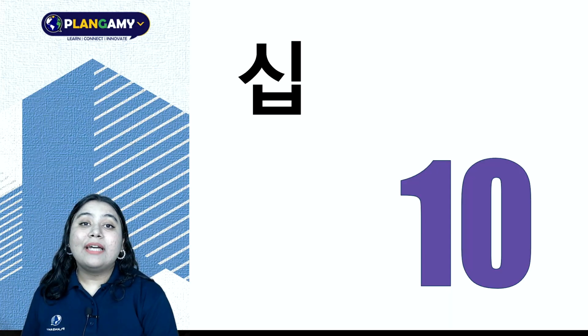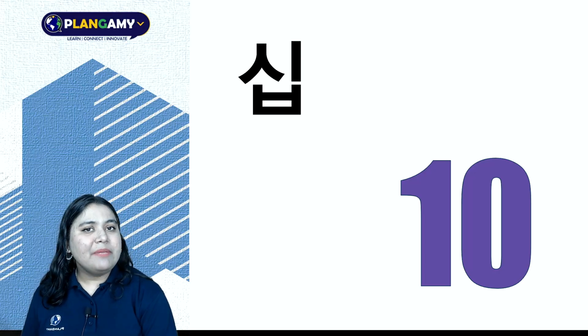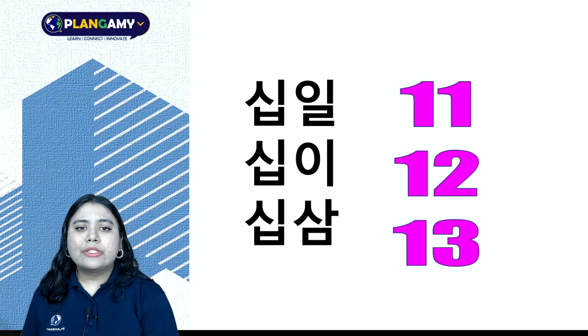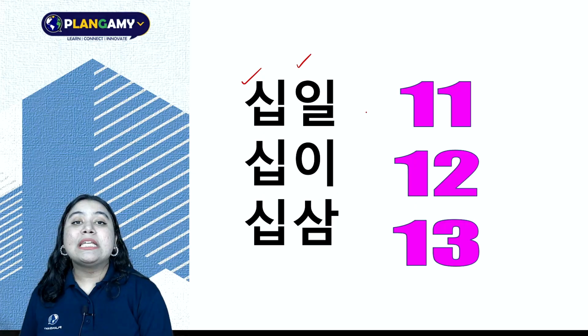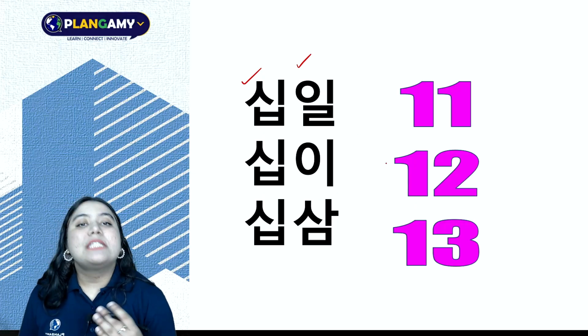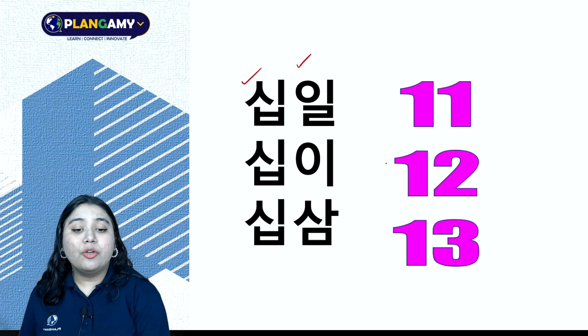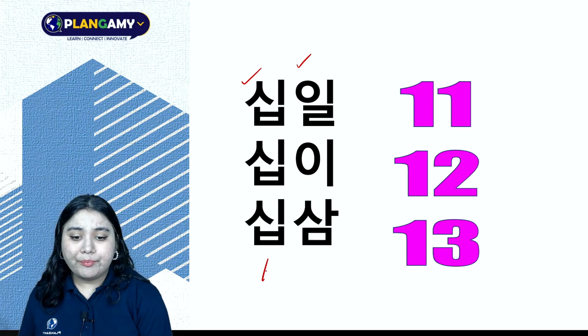Now I want an 11. The ship is 10. I want to add 1 to it. 10 plus 1, 11. So 11 would be shibir. Ship, 10, ir, 1. So 11 would be shibir. Similarly, shibi, shibsam, we go till shibku, right?